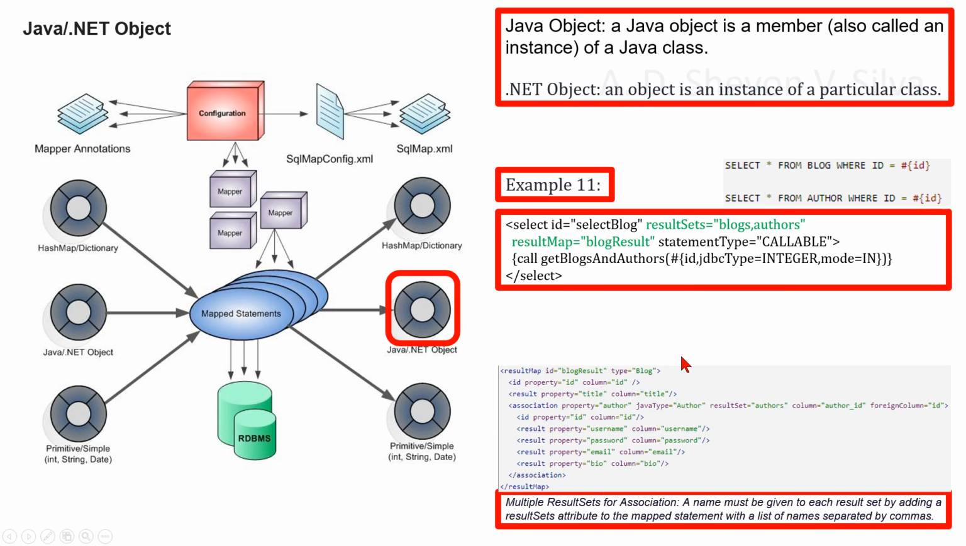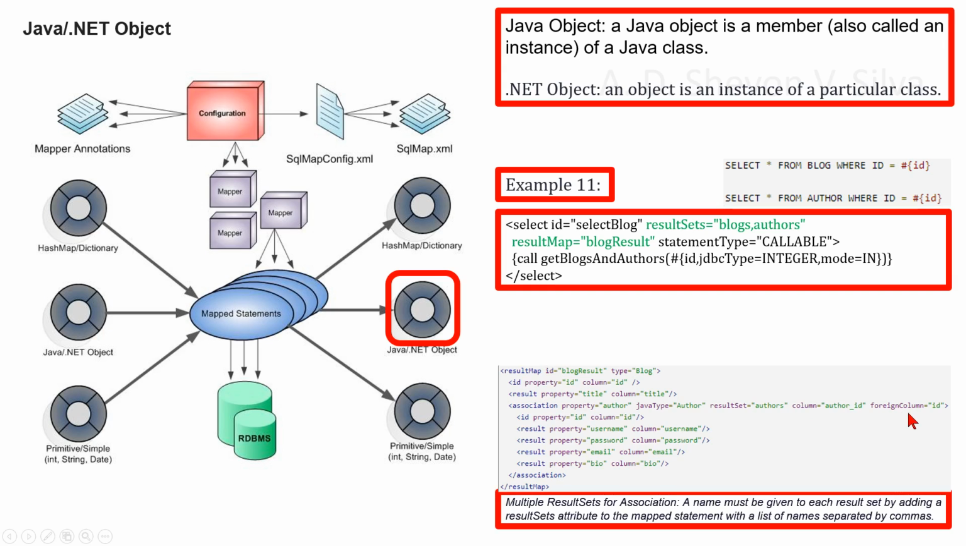Now we are considering multiple result sets for associations. A name must be given to each result set by adding a resultSets attribute to the mapped statement with a list of names separated by commas. Here, the column, when using multiple result sets, this attribute specifies the columns separated by commas that will be correlated with the foreignColumn to identify the parent and child relationship.